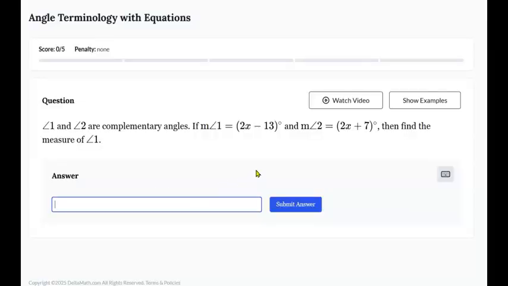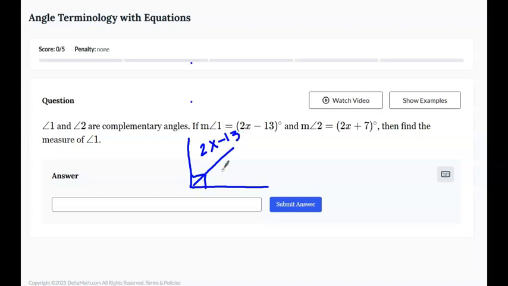The next topic asks us to solve some angle measures without actually having a drawing. So you could draw this scenario if you'd like. You have complementary angles, right? Two angles that make 90. And the measure of angle 1 is 2x minus 13. And the measure of angle 2 is 2x plus 7. Now you don't have to draw this relationship. However, it might help you visualize the setup of your algebra.